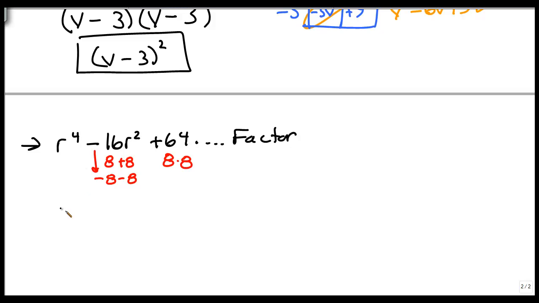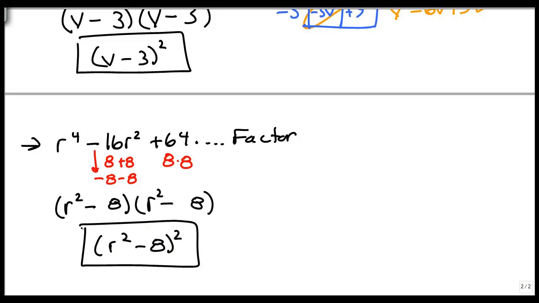Now when we start this process, instead of having an r and an r in each of the front positions, we'll have an r squared times r squared, because r squared times r squared is r to the 4th. We'll put our 8's in our back position, and then both of our signs again have to be minus 8. So r to the 4th minus 8r squared minus 8r squared is minus 16r squared. Negative 8 times negative 8 is a positive 64. So this is r squared minus 8 quantity squared.